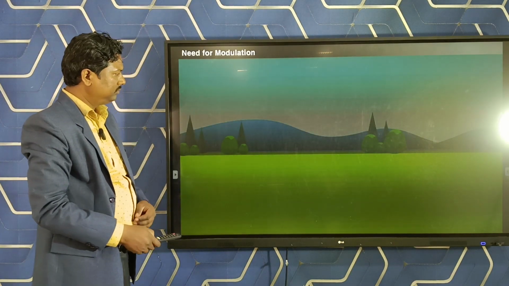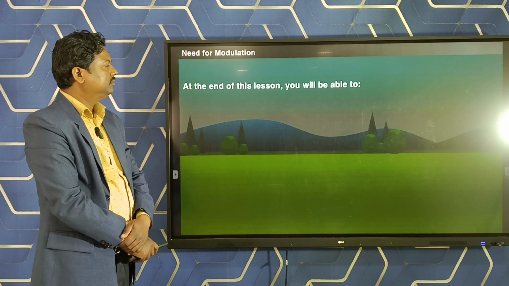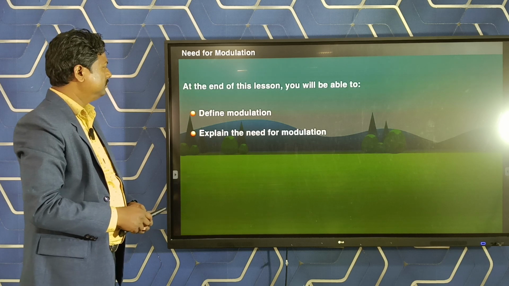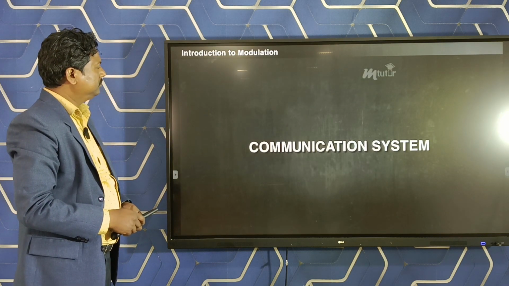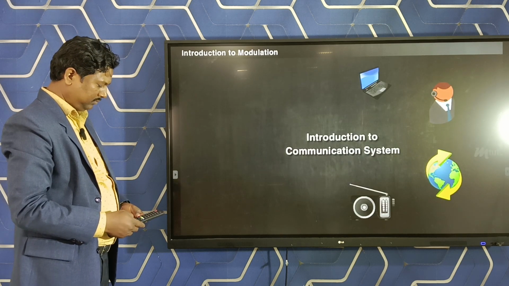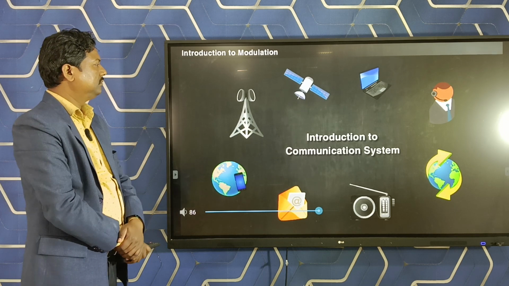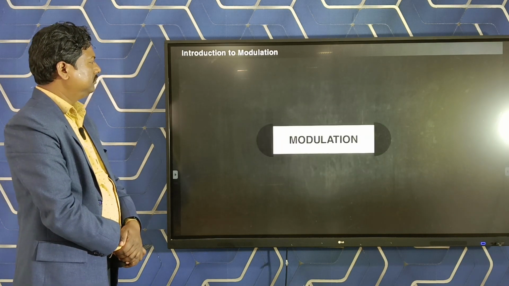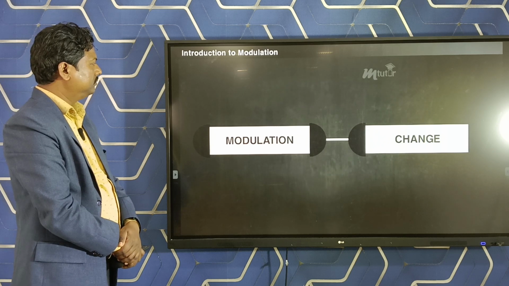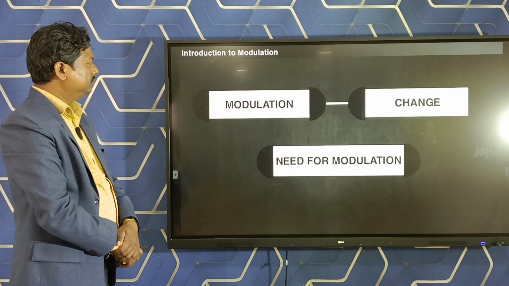Need for modulation. At the end of this lesson, you will be able to define modulation and explain the need for modulation. In the previous topic, you were introduced to the communication system. In this topic, you will learn one of the important processes used in communication system. It is modulation, which literally means change. Before heading to the topic, let us look at an analogy to understand the need for modulation.